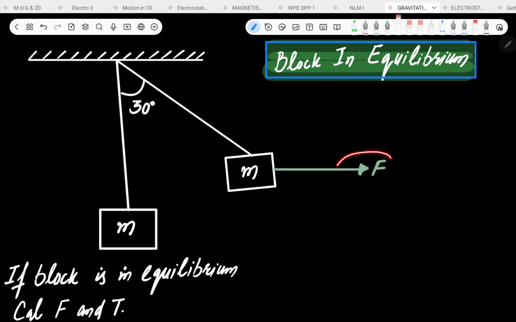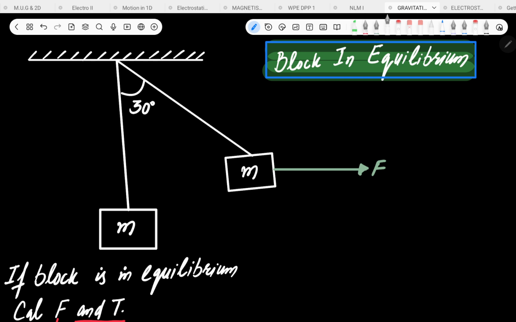Now a horizontal force F is applied on this block such that the block deviates by some angle which is given, that's 30 degree. And again the block is in equilibrium, which means again the net force on this block is equal to 0. Now what we are supposed to calculate? We have to calculate the tension in the string and the force on the block such that the block is in equilibrium, that is given to us. Let's try to do that.